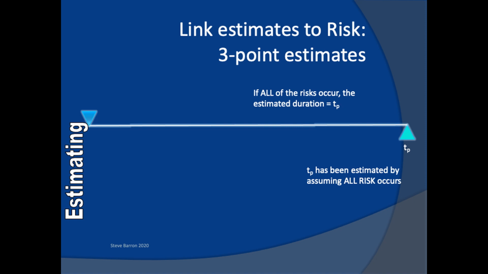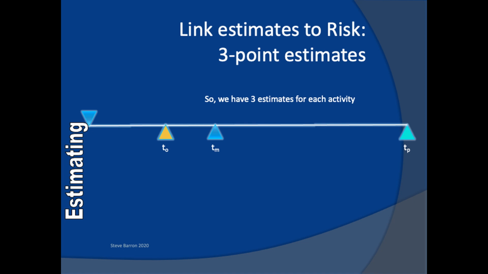The third and final set of estimates considers that all risks will occur. The activity experiences all possible problems and completes at the maximum time with maximum cost. This is the pessimistic estimate. We now have three sets of estimates. The relative time estimates are shown in the diagram.